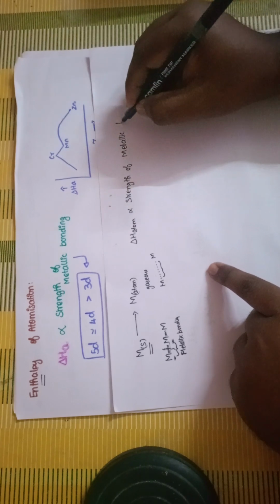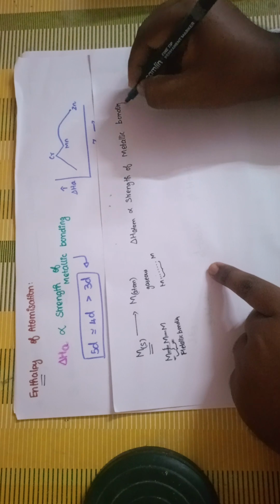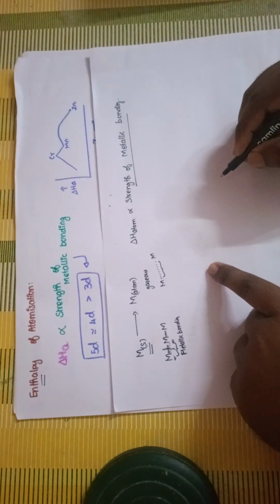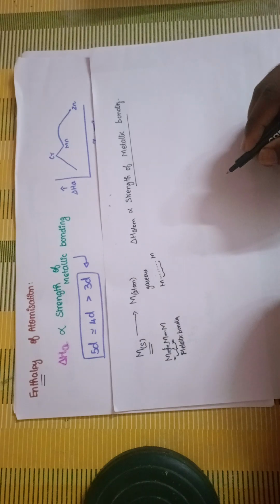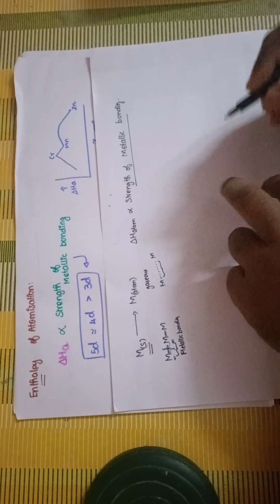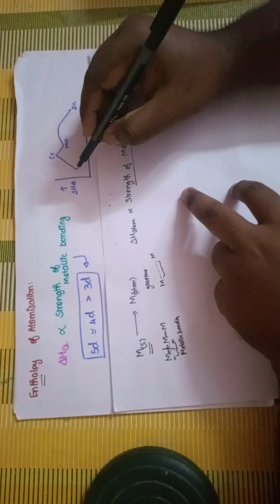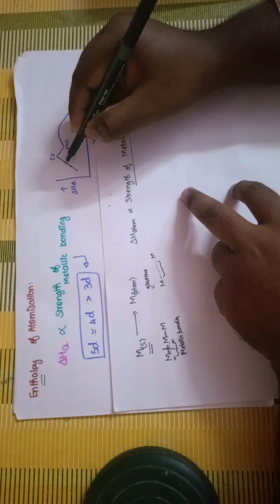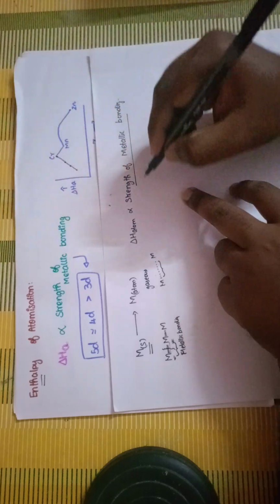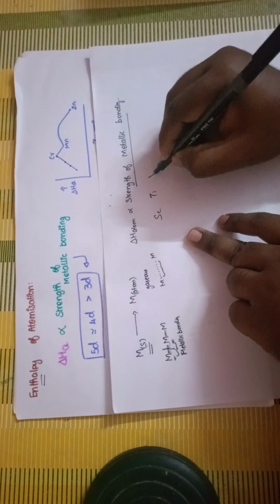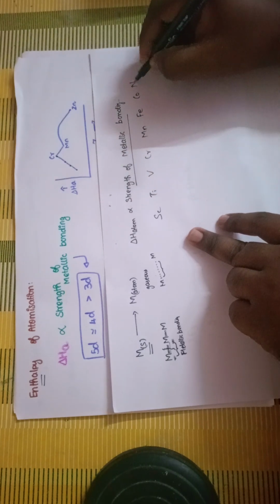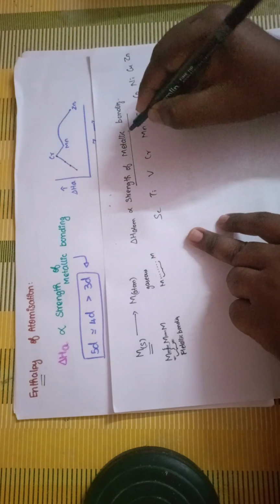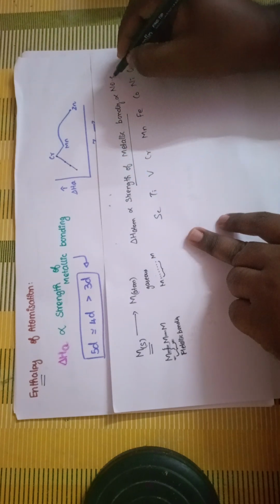Strength of metallic bonding. Already I have discussed the strength of metallic bonding with one more physical quantity, that is known as melting point. So the same variation will be applied here. With that idea, we are drawing this graph: scandium, titanium, vanadium, chromium, manganese, iron, cobalt, nickel, copper, zinc. Strength of metallic bonding is directly proportional to the number of unpaired electrons.